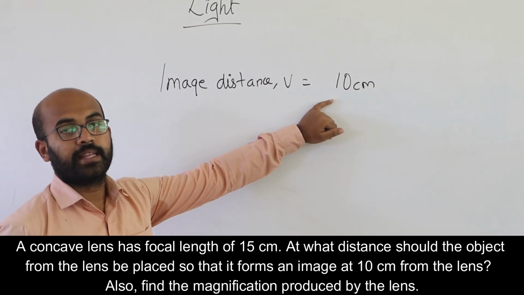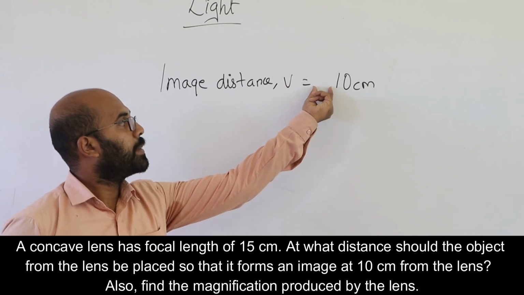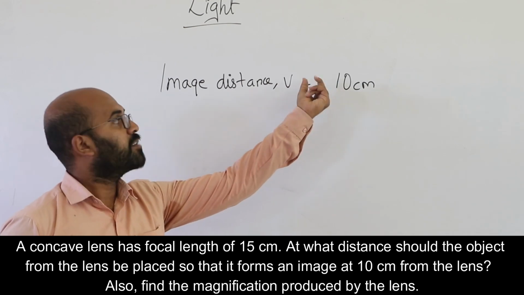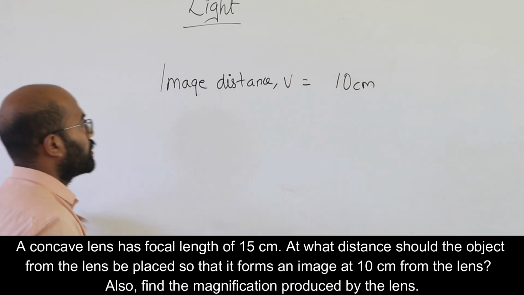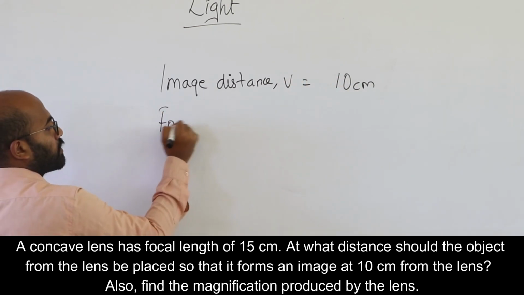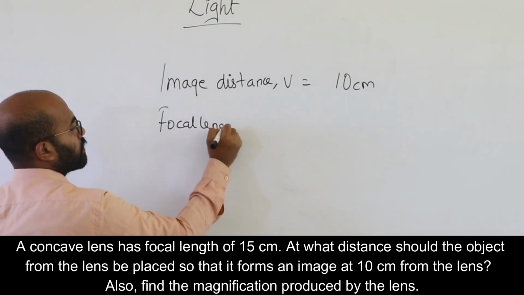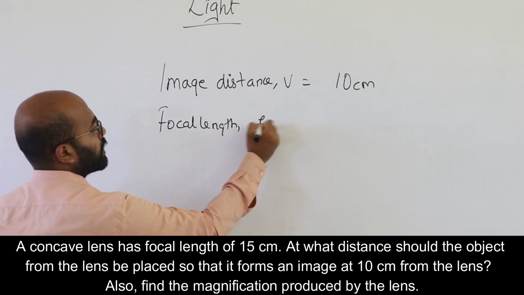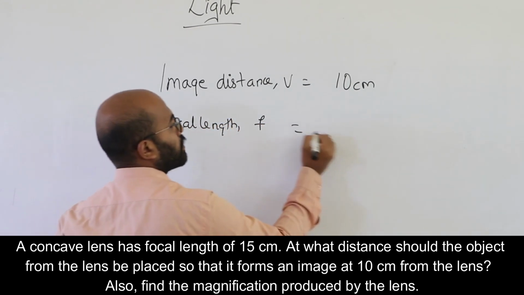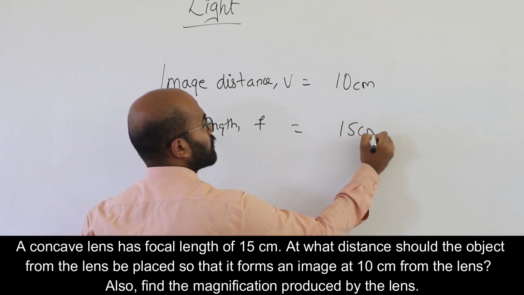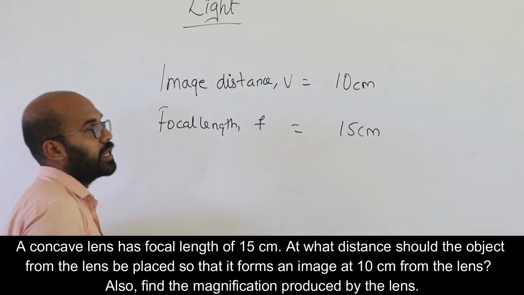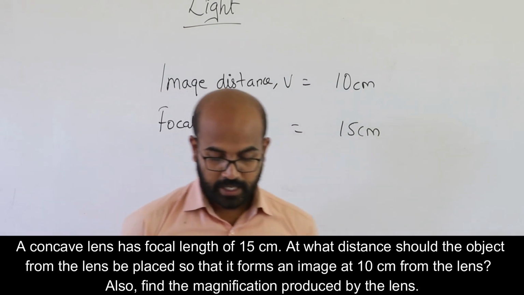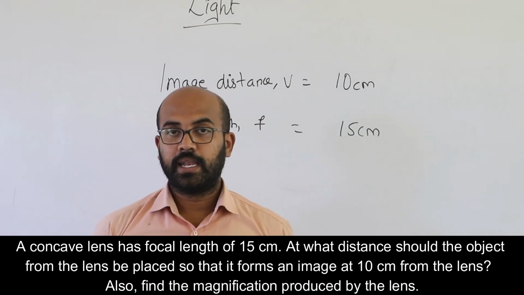Whenever you are writing the value, leave some gap between the equal to symbol and the number. Next, focal length. It is represented by f. Focal length is 15 centimeter. The lens that they have given is a concave lens.